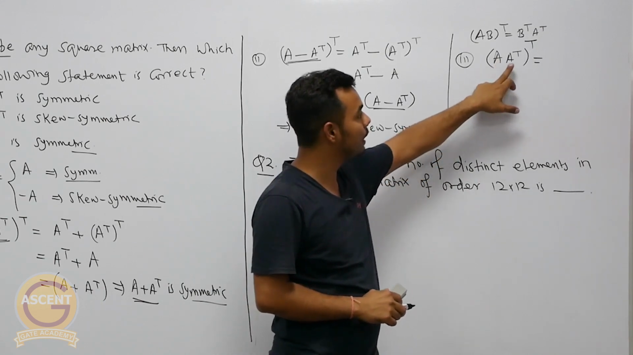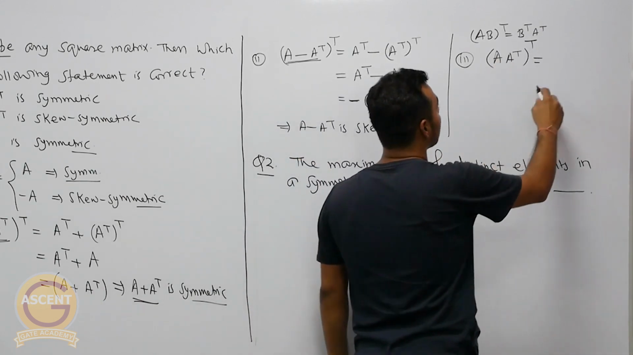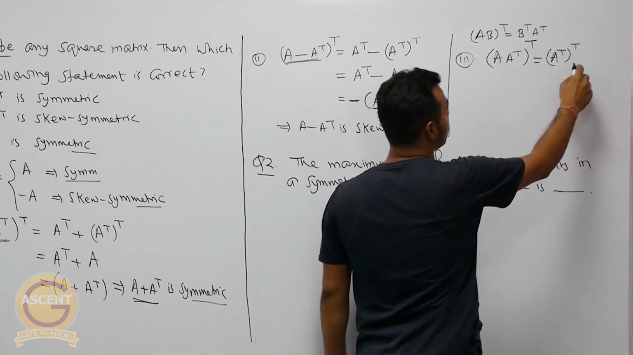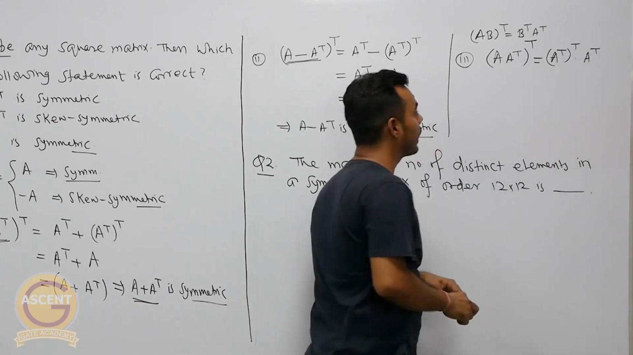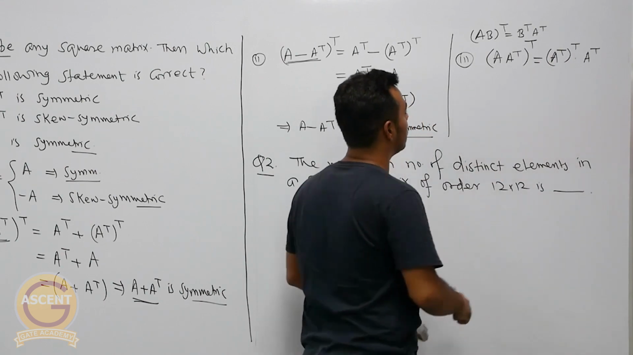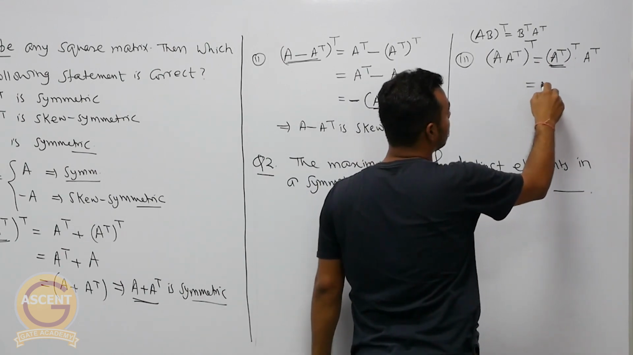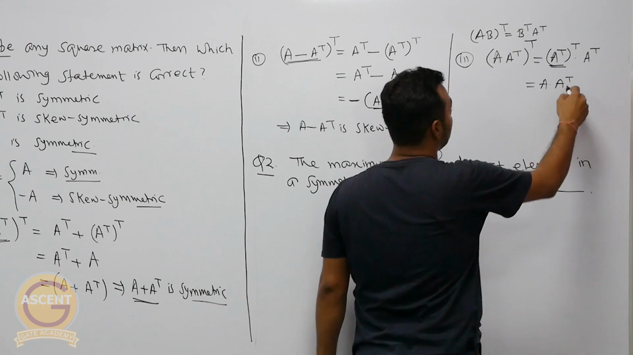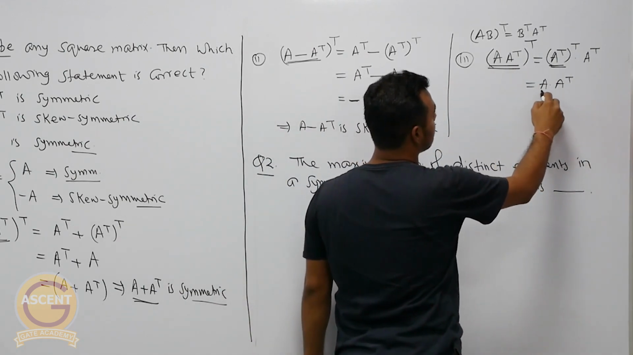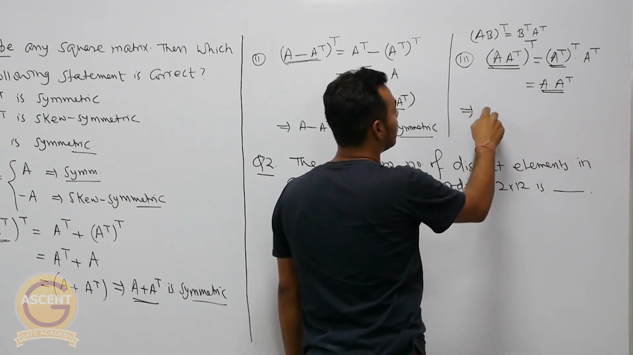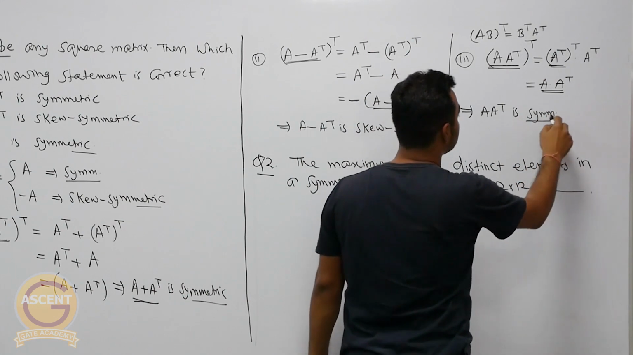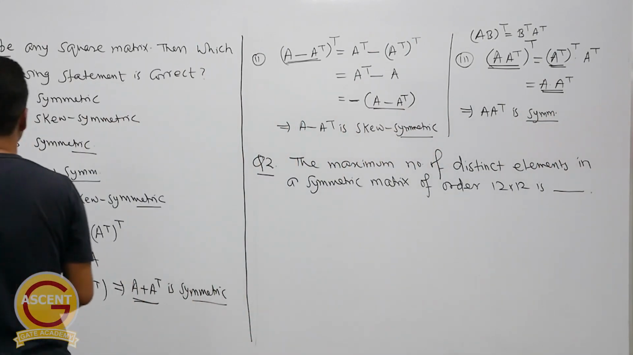One matrix is A, another matrix is A transpose. So if I have to take the transpose of this matrix, then I will get A transpose transpose into A transpose, by the reversal law. Now if I take the transpose twice, then I will get the matrix A. So this will be A into A transpose. So again, as you can see, we have taken the transpose of this matrix and we have obtained the same matrix. So this means A into A transpose is symmetric. So therefore the third statement is also correct. So all the three statements are correct.